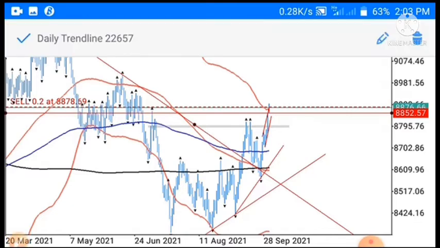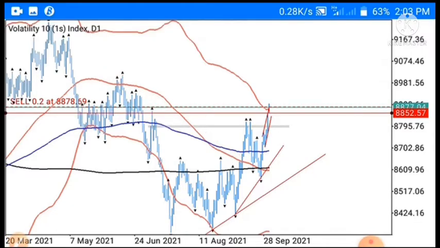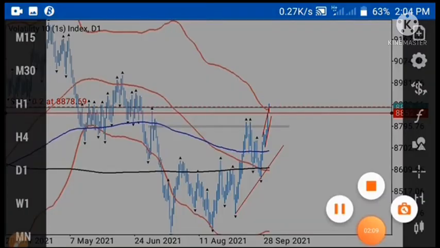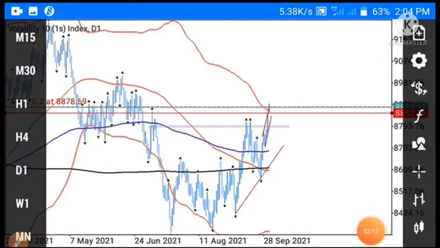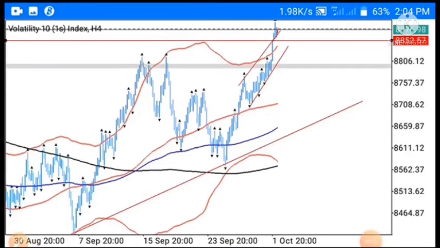I don't really need this right now. Maybe in future I can put it there, just to make the charts a little bit simple. Straight down to the 4 hour time frame to see what's really going on.